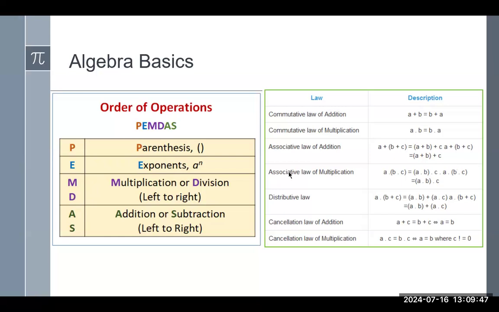Now you also have the distributive law. So if we have A times B plus C, that's the same as A times B plus A times C. Okay. Now you have the cancellation laws of addition. A plus C equals B plus C is the same thing as A equals B, meaning that C doesn't really need to be there because you can subtract it on both sides and you get rid of the C.